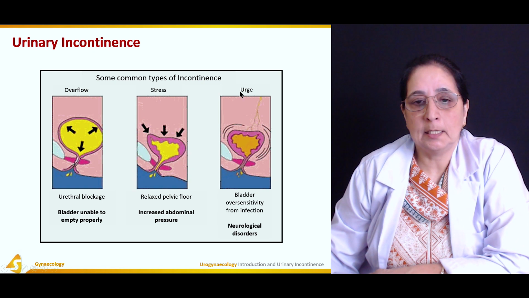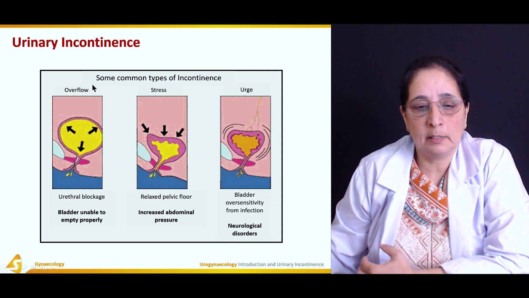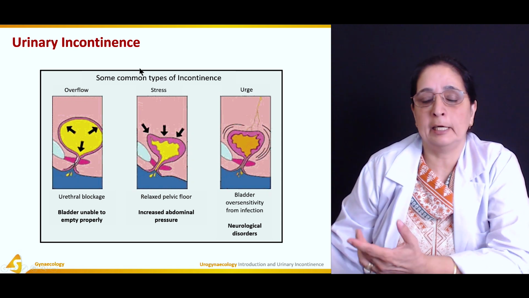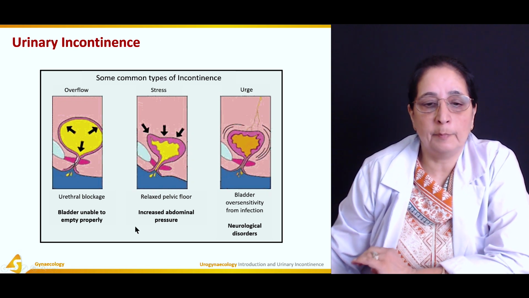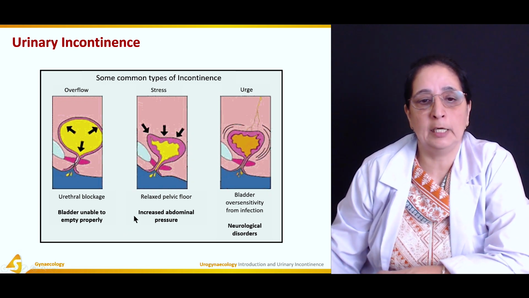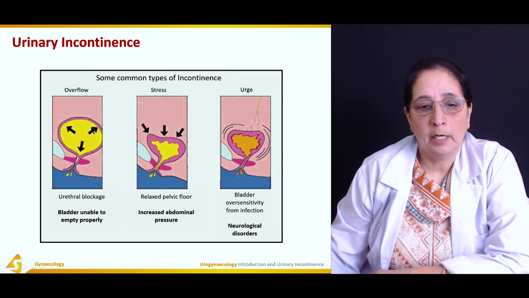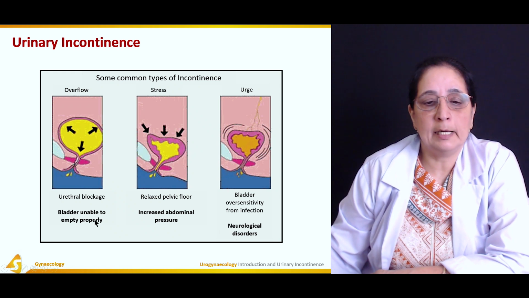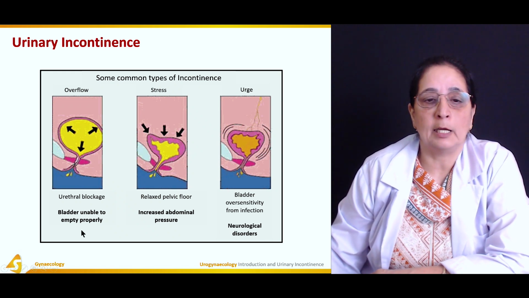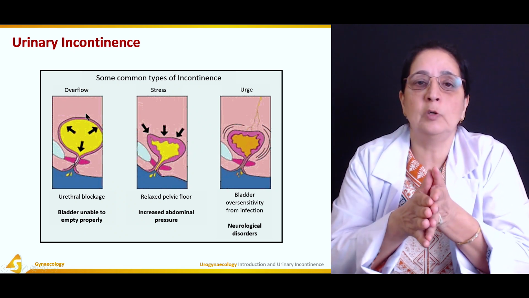These are again some common types of incontinence we already mentioned, but they give you diagrammatic information about the position of the urinary bladder in these different types of incontinence. If you see overflow incontinence, here there is a urethral blockage, and the bladder is unable to empty properly. In overflow, there is so much residual urine.